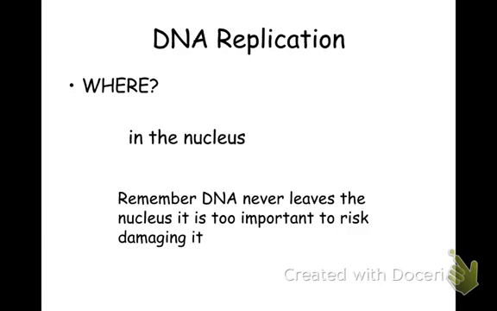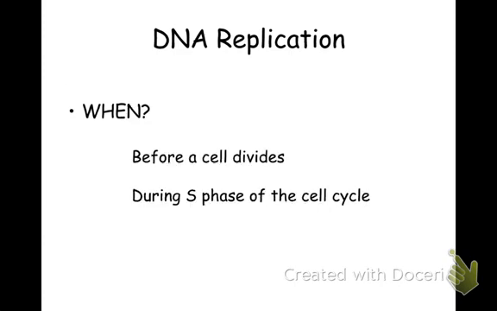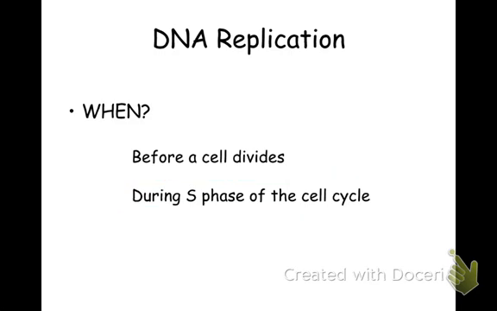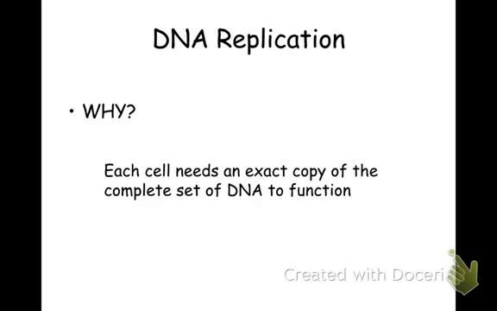So where does DNA replication happen? Remember, DNA is kept in the nucleus and it never leaves the nucleus. So it happens in the nucleus. When? Before it divides, in S phase of the cell cycle during interphase. Why? Because the two new cells need an exact copy. If they don't have an exact copy, they can't function correctly. And the how.